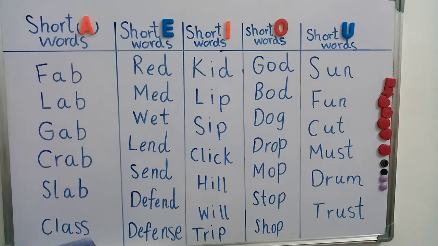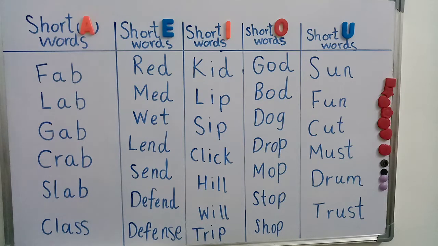Okay, and we have the last word, D and E, F and E. So we have defense, defense, and this is the magic E. The magic E is silent E actually. So we have defense, we have defense.